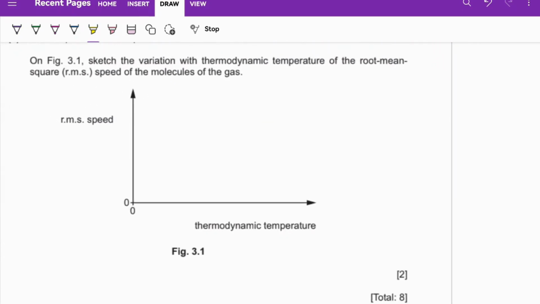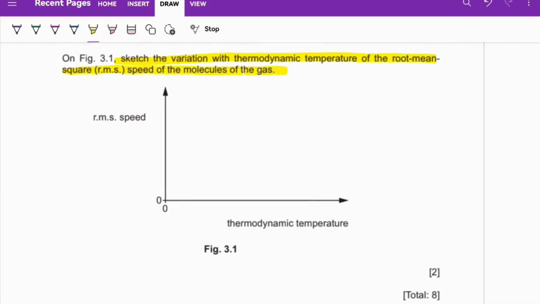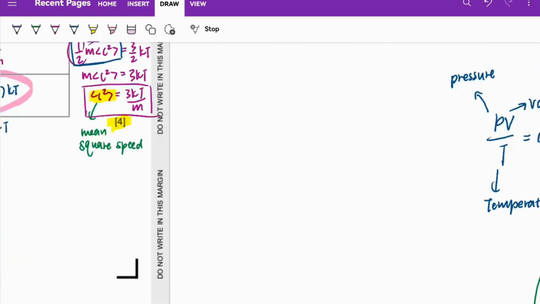Sketch the variation. Oh wait, this says temperature of sample is now varied. On figure 3.1, sketch the variation with thermodynamic temperature of the root mean square speed of the molecules of gas. Is there a formula that relates root mean square speed and thermodynamic temperature? Of course, there is absolutely one, which is this.